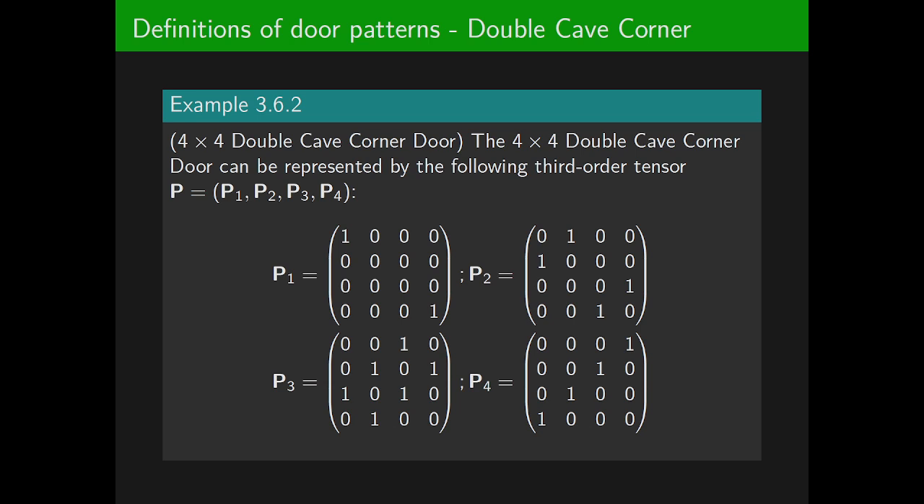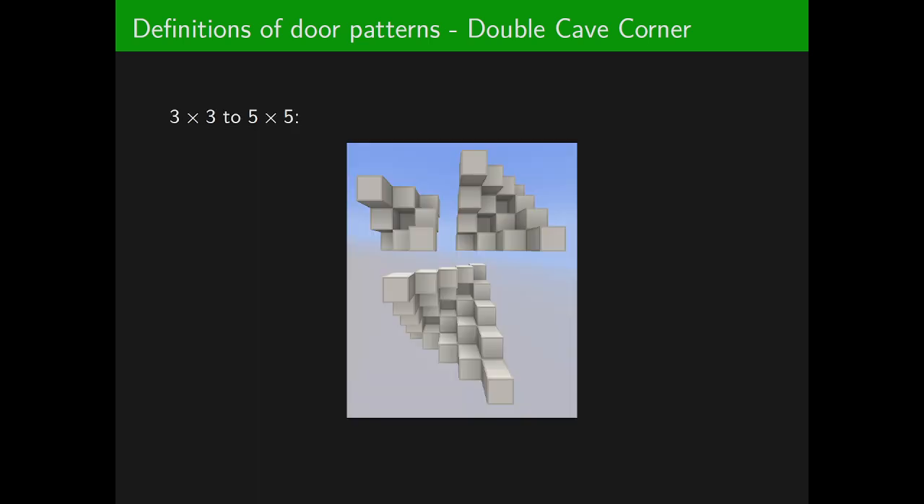And example 3.6.2 is just a depiction of the 4x4 double cave corner door. So it is what it looks like, basically. And then 3x3 to 5x5, it looks something like this. So it's a really special pattern, I guess.